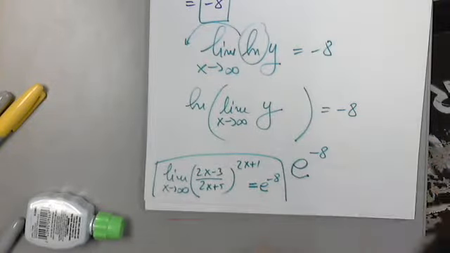Ready? So let's choose something like 57.